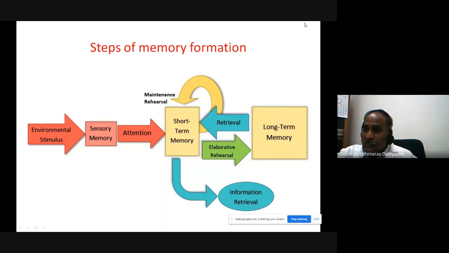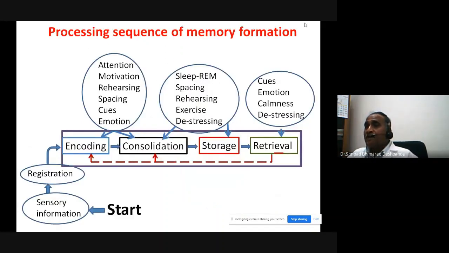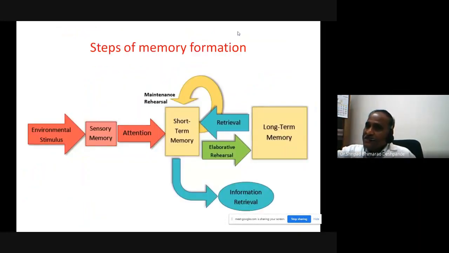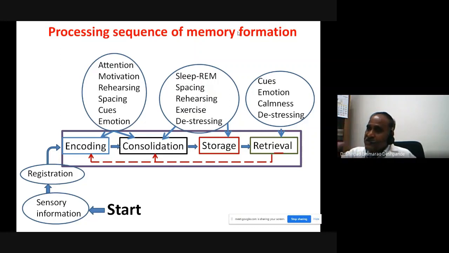Now go to the next component. I mentioned there are stages, or a processing sequence, of memory formation. From sensory memory to short-term memory, working memory, and long-term memory, how are they processed? In this, we have four components: encoding, consolidation, storage, and retrieval.